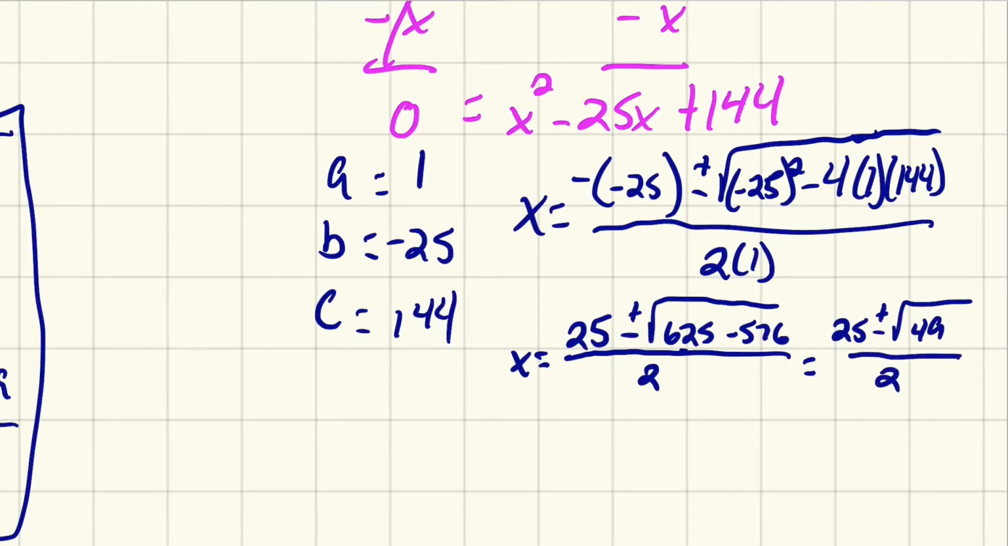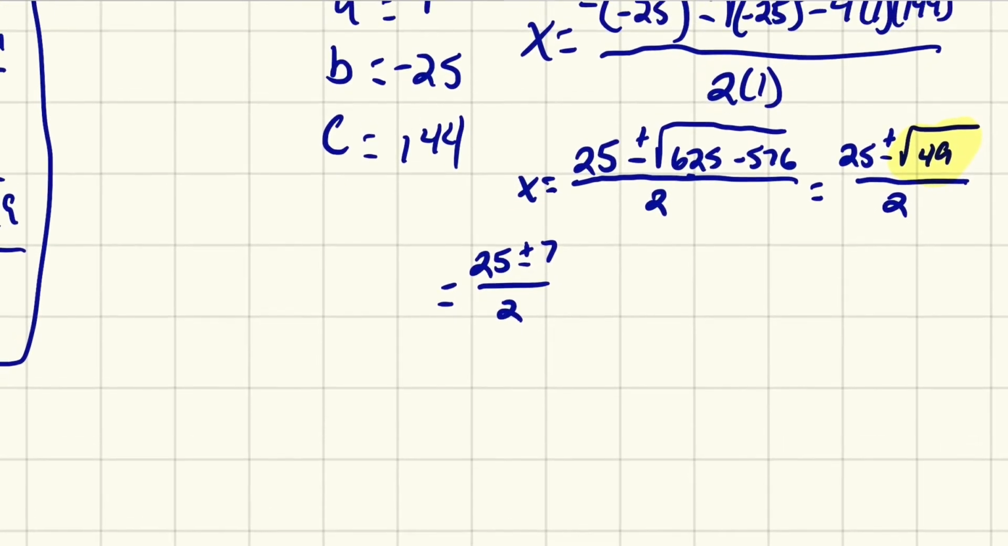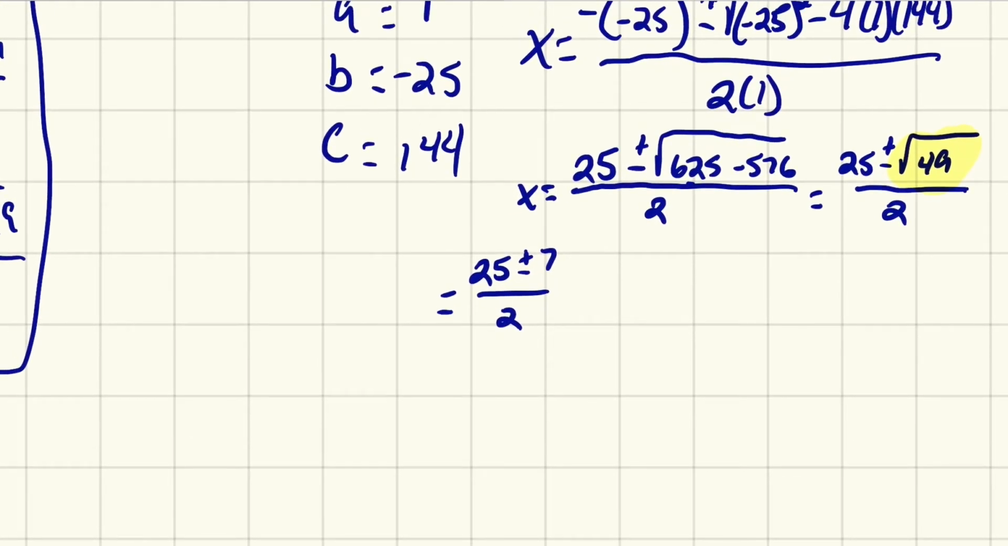Now, in this problem, which is a little bit different, we can actually take the square root of 49. We know that the square root of 49 is 7. So we can now say that this is 25 plus or minus 7 over 2. And as we talked about in the last problem, anytime we have our plus or minus, that is really saying that we have two separate answers. We have 25 plus 7 divided by 2, and we also have 25 minus 7 divided by 2.